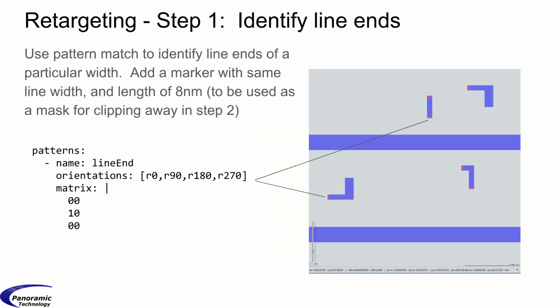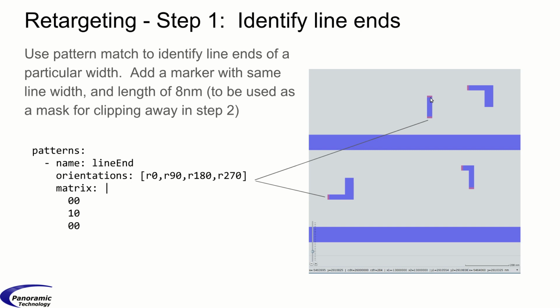Another use for Pattern Matcher is in retargeting. In this case, just as an example, we want to do a bias of all edges, except we don't want to bias edges that are line ends of a 24 nanometer wide line. This is an arbitrary choice. It's just being used as an example to show how we can use Pattern Matcher to do something in retargeting. So if I were to just apply a bias to all features, then all edges would move by whatever, 5 nanometers or 8 nanometers or whatever we're asking for.